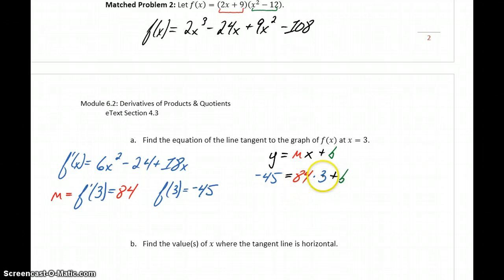So 84 times 3, we can evaluate and then subtract that from both sides to give us b equals negative 297. So we get our equation in slope-intercept form as y equals 84x minus 297.